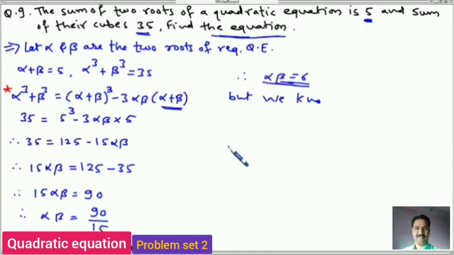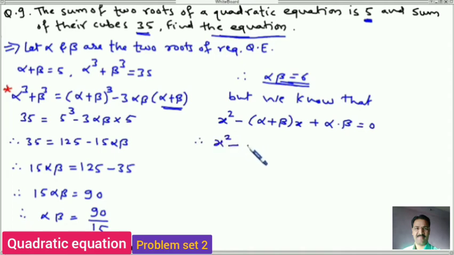Now, just look here. We know that equation, x square minus alpha plus beta into x plus alpha into beta equal to 0. We'll just put the values here. That is x square minus, what is alpha plus beta? Which is 5, into x plus alpha into beta, which we found is 6, is equal to 0. This is the required equation. Understand, friends? Like this we have to solve.